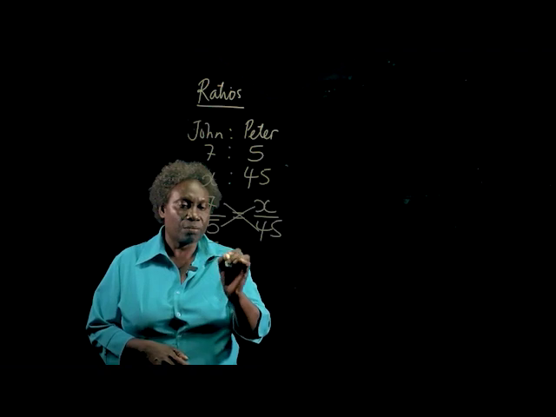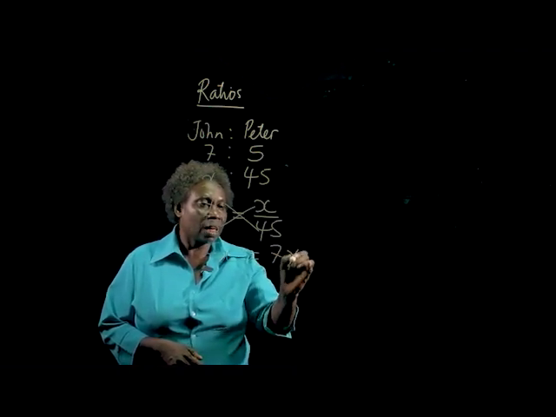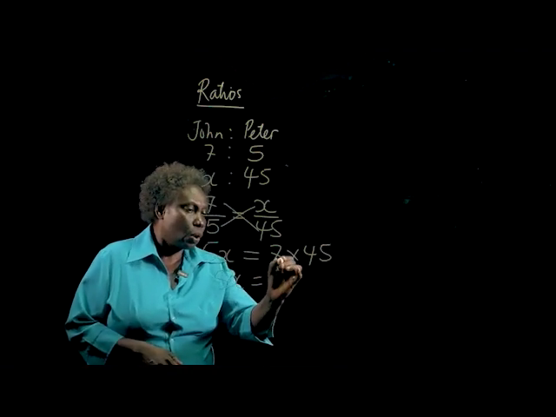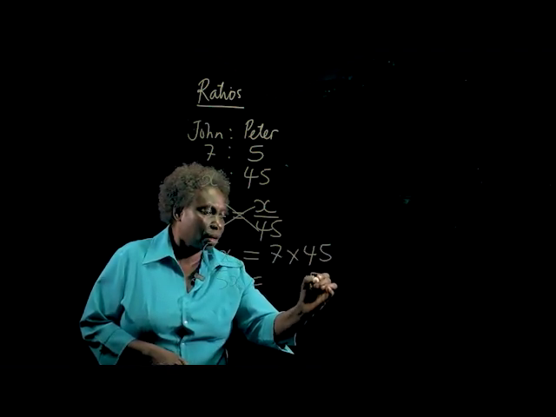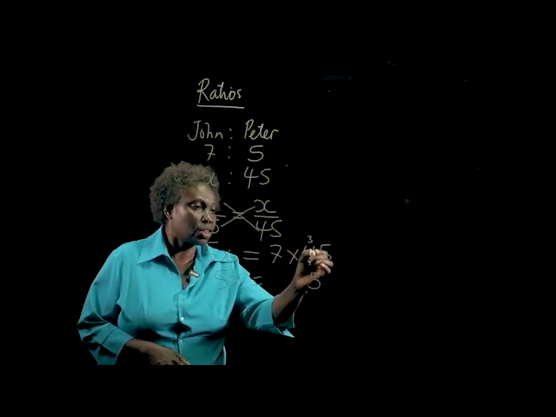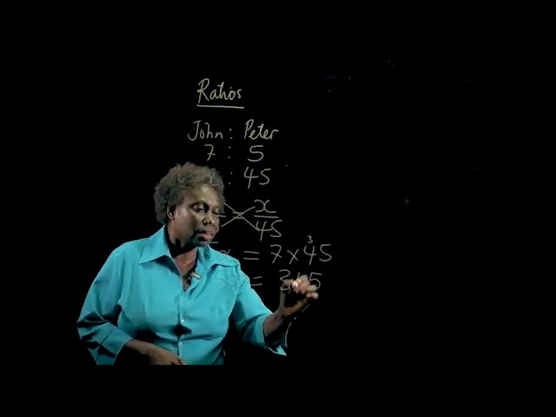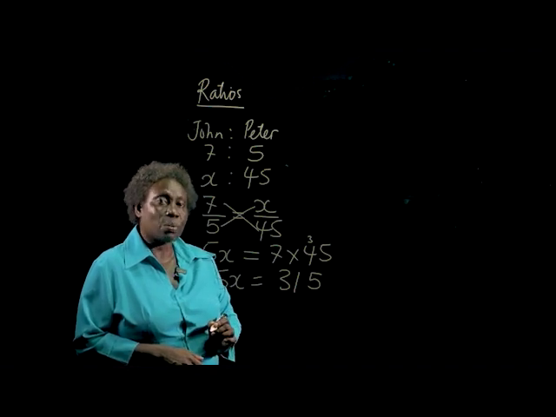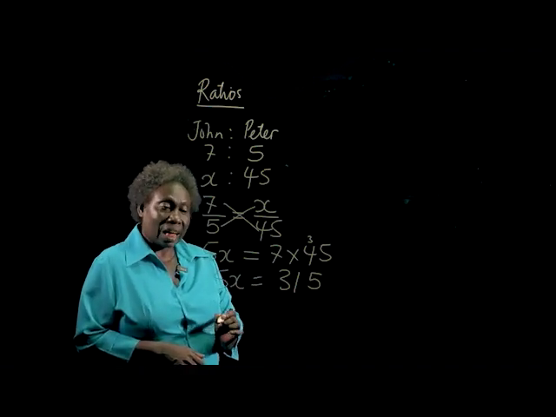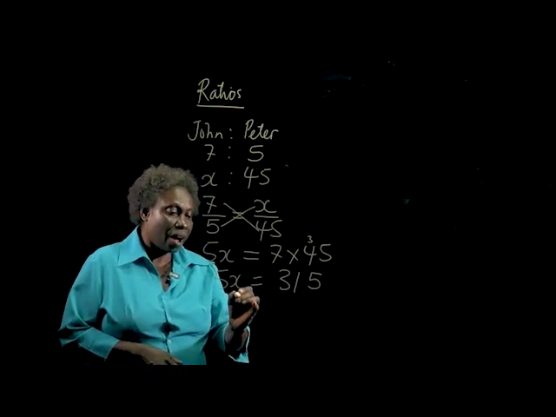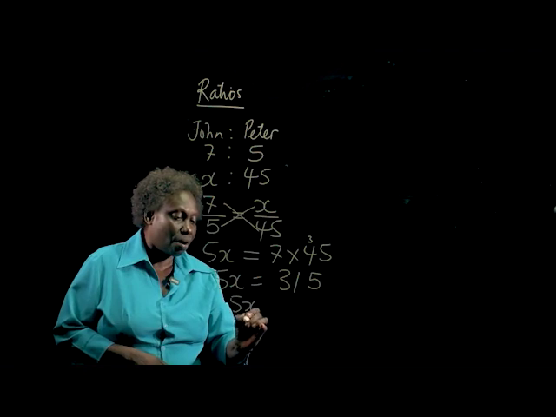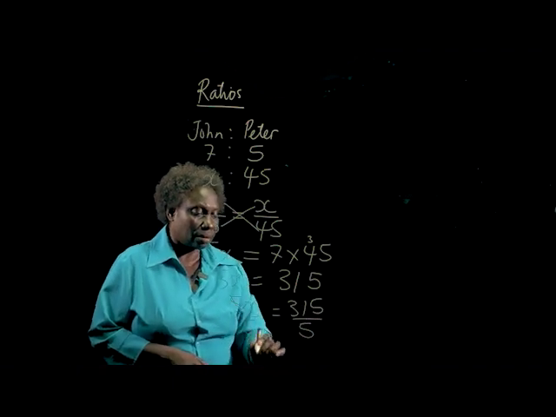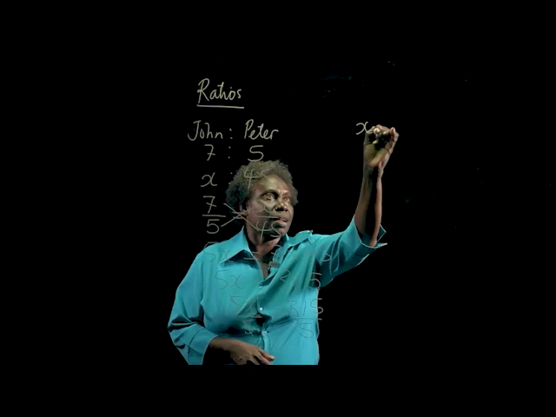5 times x is 5x, which is equal to 7 times 45. Now, 7 times 5 is 35, put down 5, carry 3. 7 times 4 is 28, plus 3 is 31. So we have 5x is equal to 315. Now we would like to find what x is. To find x, we divide both sides of the equation by 5. So we have 5x over 5 is equal to 315 over 5. This cancels out.